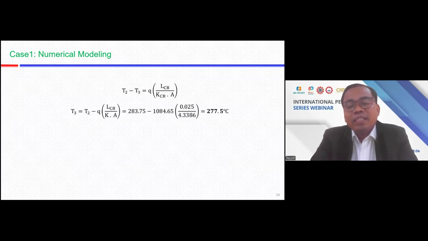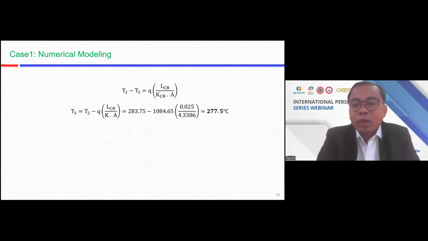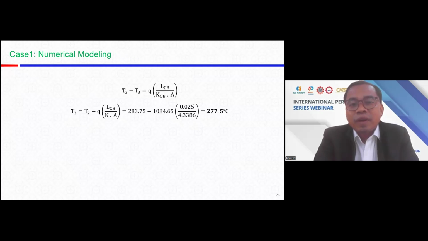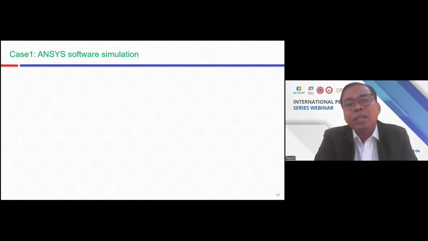Divide by thermal conductivity and multiply by cross-sectional area. So if we substitute the numbers, the answer is 227.5 degrees Celsius. So that's the heat transfer, the heat will be transferred from high to low. In this case, T1 we know, T2 we know, and T3 we calculated. Now we use another program to validate it.